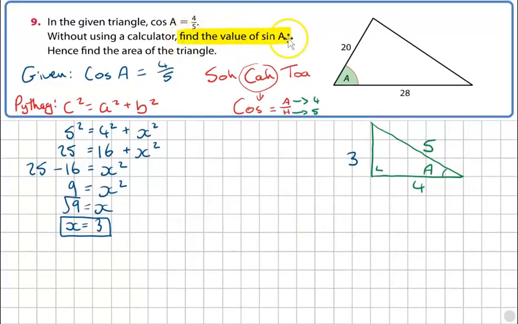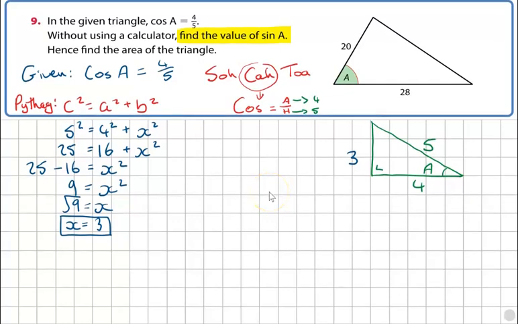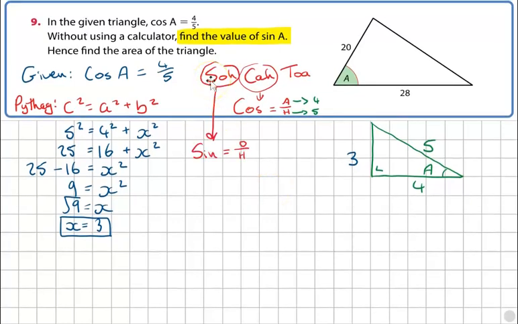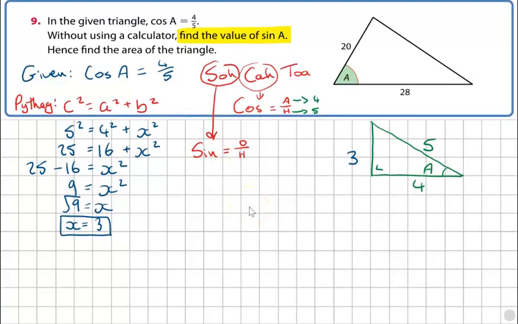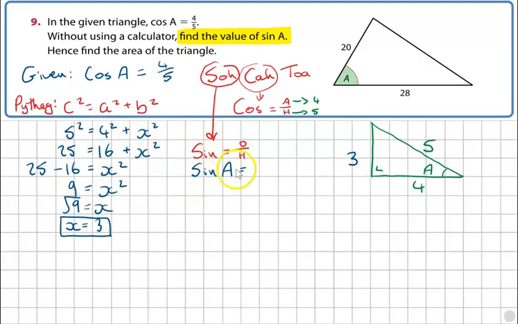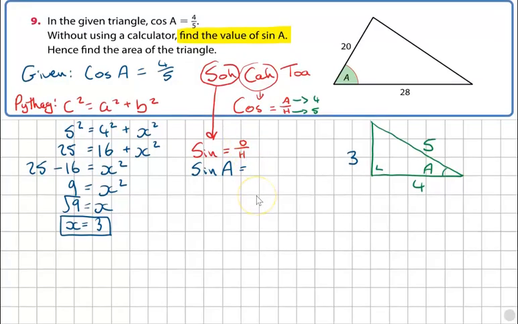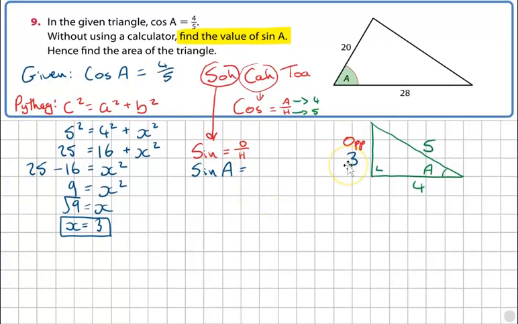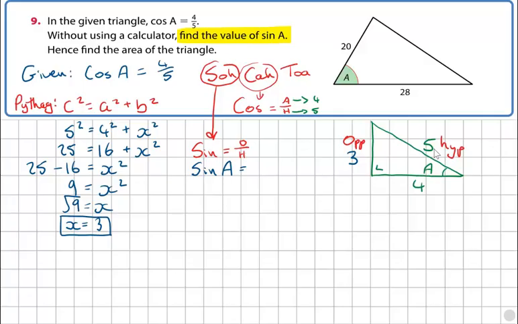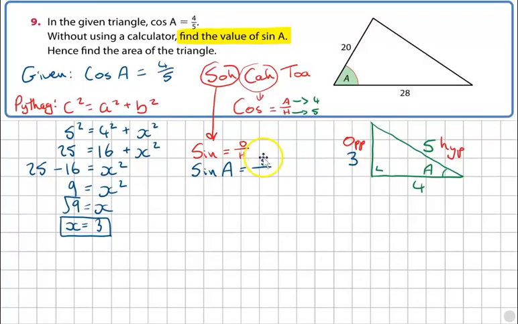So we're asked to find the value of sine A. SOH gives us sine is equal to O over H, opposite over hypotenuse. So sine A, because that's the angle that we have here, is equal to the opposite, which is going to be 3, over the hypotenuse, which is going to be 5. So we have sine A is equal to 3 over 5.